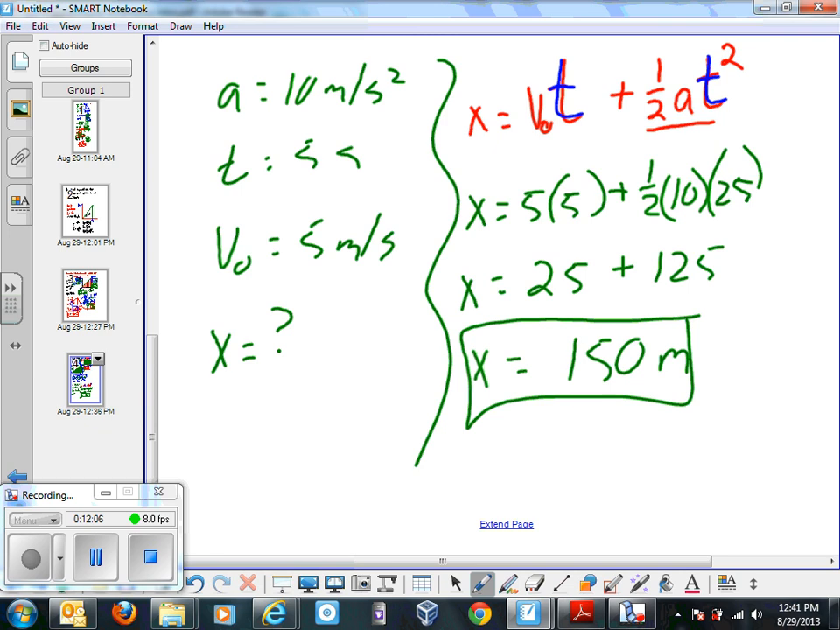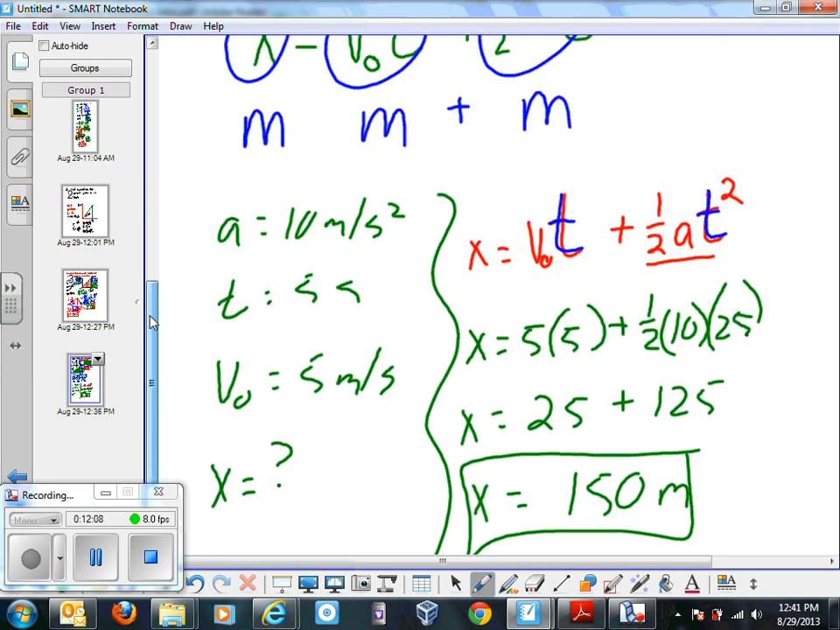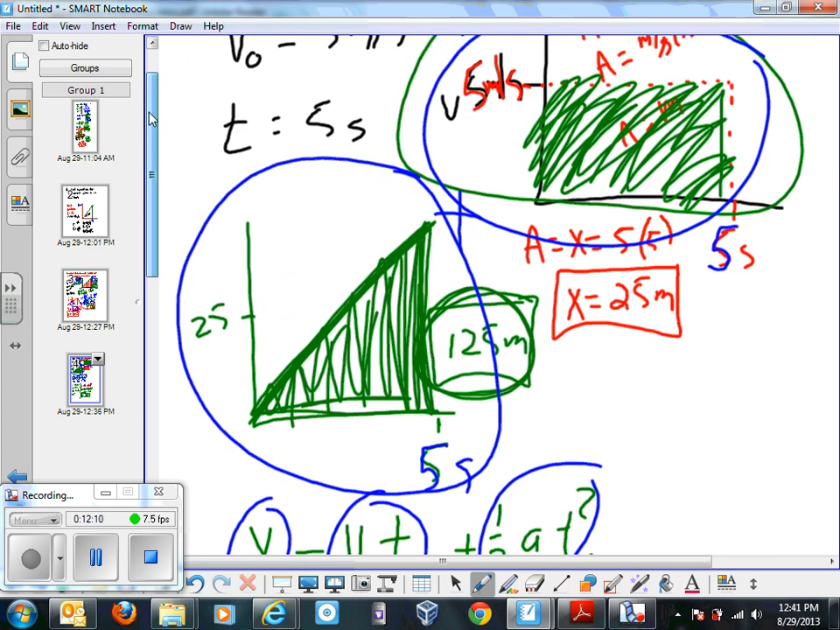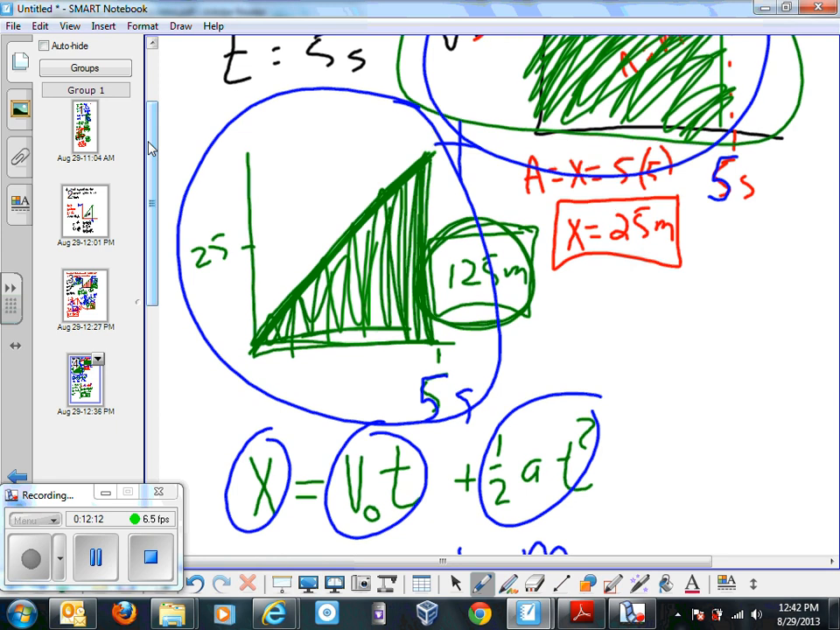Now, if that formula and our graphing are correct, we should see the same answer with that. And sure enough, we do see the same answer. We have a displacement of 125 due to our acceleration, and a displacement of 25 due to our initial velocity. Hopefully that clears up some of the questions you had in class today.